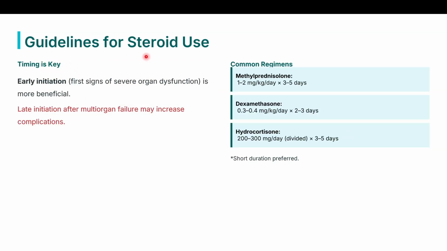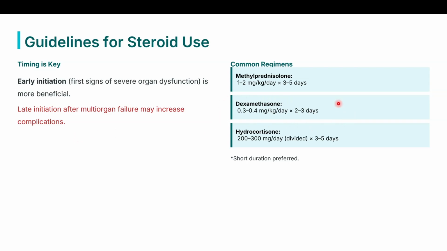The guidelines for steroid use, mainly supported by the Association of Physicians of India and other regional bodies, indicate that early initiation, before the development of severe organ dysfunction, is more beneficial. This is around the third to fourth day of dengue fever illness. Late initiation after the onset of multi-organ failure may only increase complications rather than prevent toxemia.